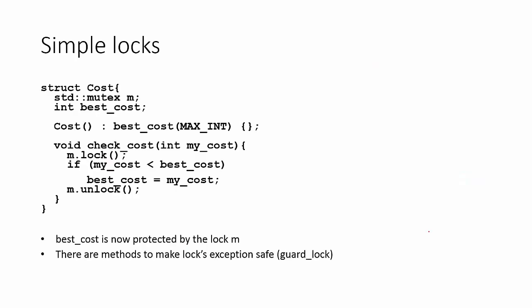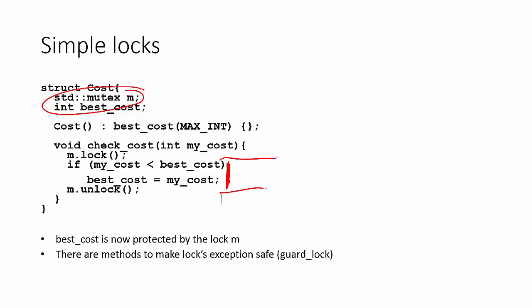With C++11, you can define critical sections by means of mutexes. So you define a mutex like this, and then before you check the cost and update the cost, the critical thing here is that you have to make sure that once you start doing this comparison, you cannot allow anyone else to update the best cost. So you lock this by locking the mutex and then unlocking the mutex.